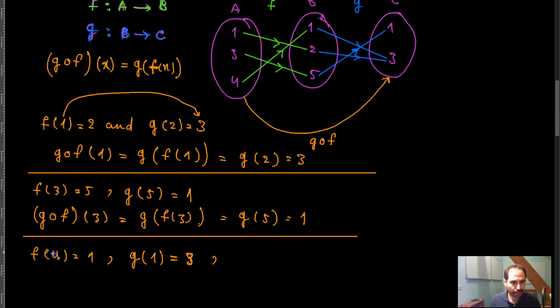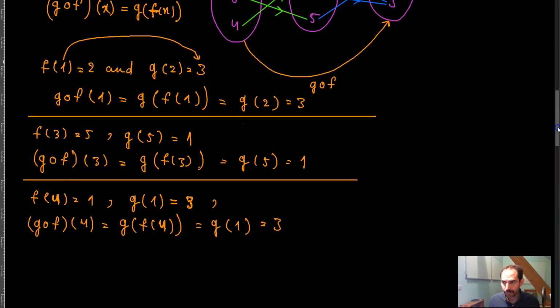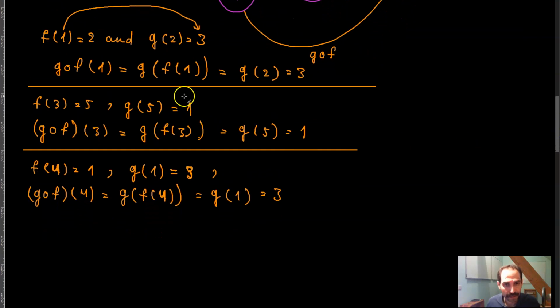Now g∘f of 4 is the same thing as g of f of 4, which is the same thing as, since f of 4 is equal to 1, g of 1, and g of 1 is equal to 3.